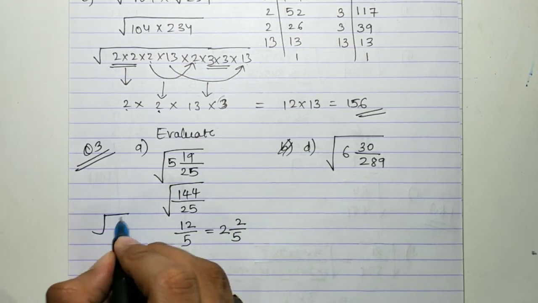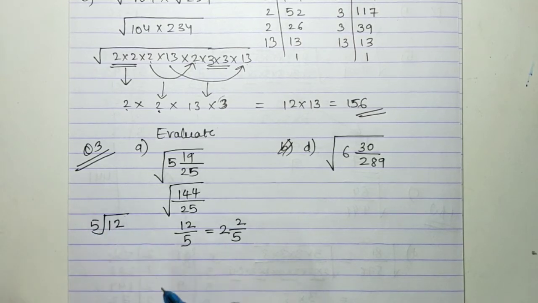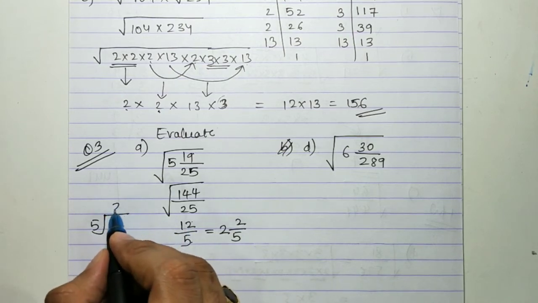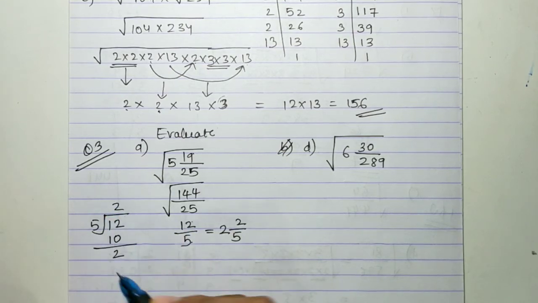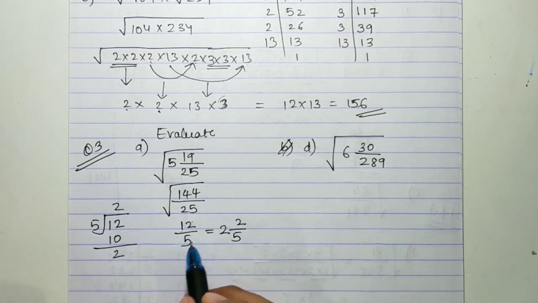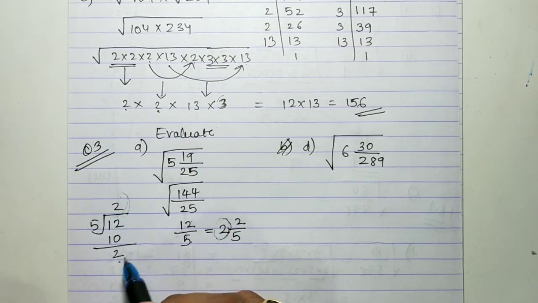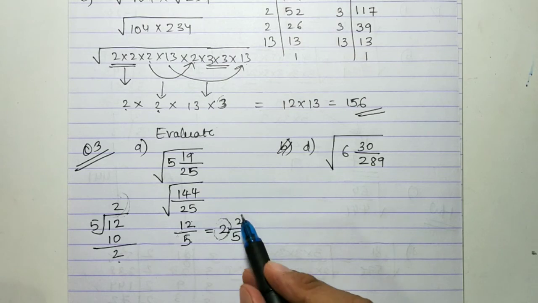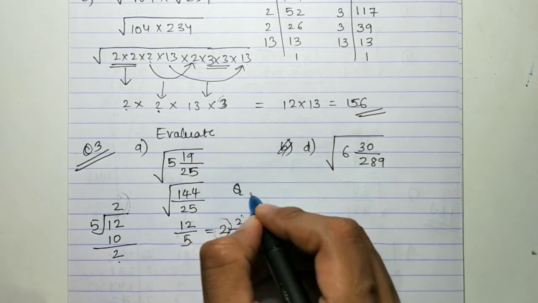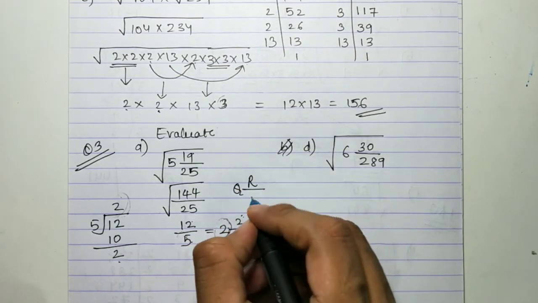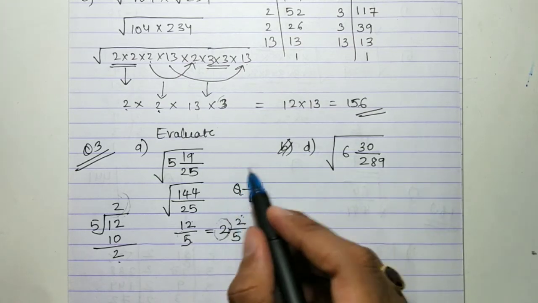If you don't know how to write in mixed fraction, see here. Divide the number: 12 divided by 5, so divide it like this. 5 2s are 10, remainder is 2. So how do we write it in mixed fraction? The number in the denominator remains as it is, okay. The quotient comes here and the remainder comes in the numerator. Okay, remember this: quotient remainder upon divisor. This is how mixed fraction is written.